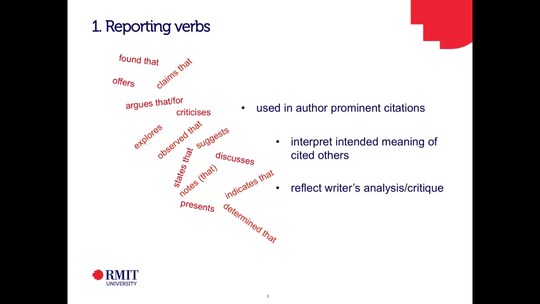Reporting verbs are the mainstay of the paraphrase. As we discussed in the workshop on academic voice, when you report on the research of others using author prominent citations, you'll need to use reporting verbs. These verbs reflect the writer's interpretation of the cited author's intended meaning. From the reader's perspective, a well-chosen reporting verb helps them to link the ideas of the thesis writer and the authors they're citing. In this way, reporting verbs reflect the analytical perspective of the researcher.